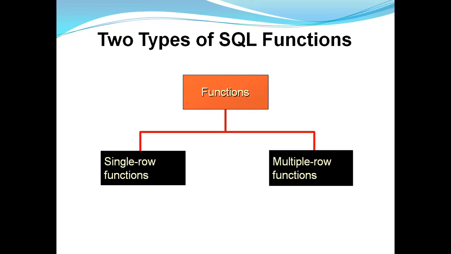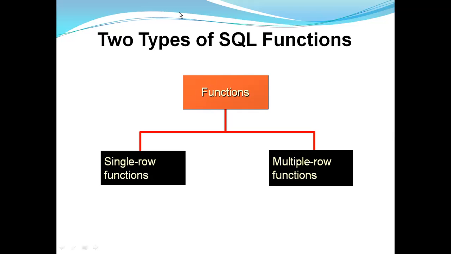So the functions are divided into two parts. One, single row function. Second, multi-row function. Multi-row function has multiple names as well. Group function and multi-row function are the same. Aggregate function is the same. So simply, multi-row function means aggregate function, group function, or multi-row function.